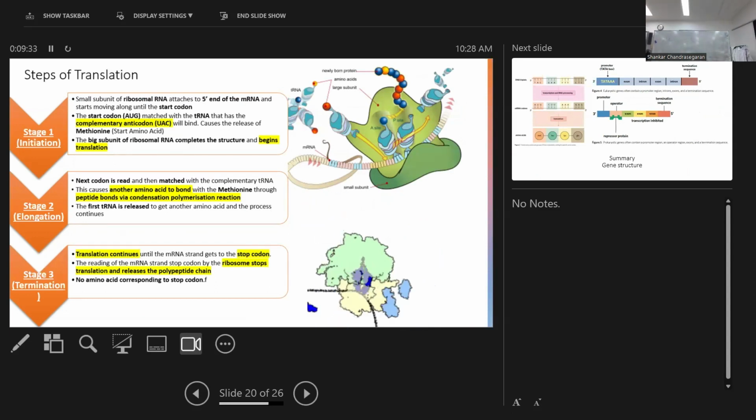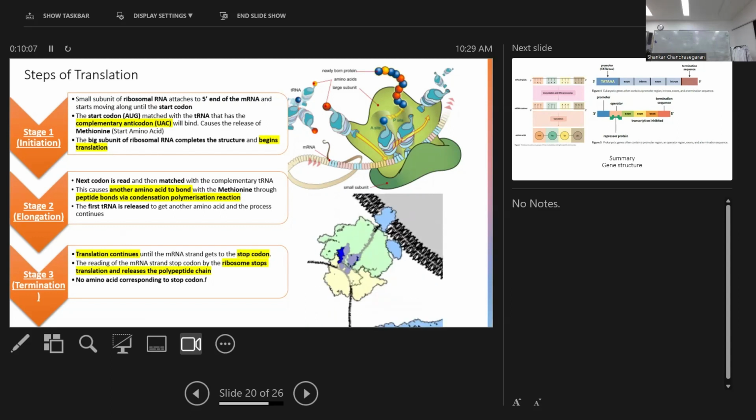So first things first, a small subunit of ribosomal RNA attaches to the 5' end of the mRNA. Remember that the 5' end of the mRNA is where the transcription started. It started at 5' and then built itself toward the 3' end. So you could say that the 5' end is the top. The small ribosomal subunit attaches itself to the top and then starts moving along until it reaches the start codon. Remember that the start codon is the signal for it to start translating, start making a protein molecule.